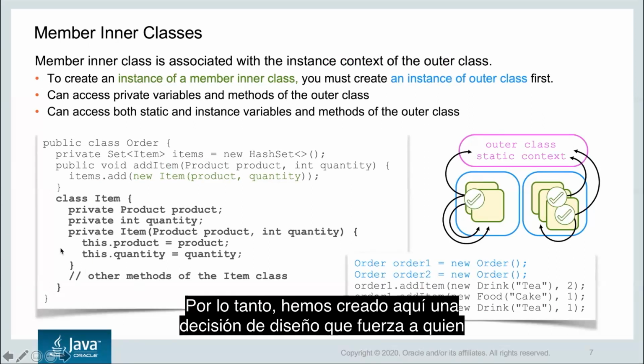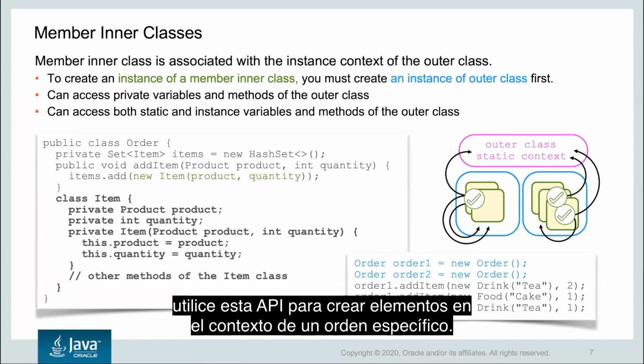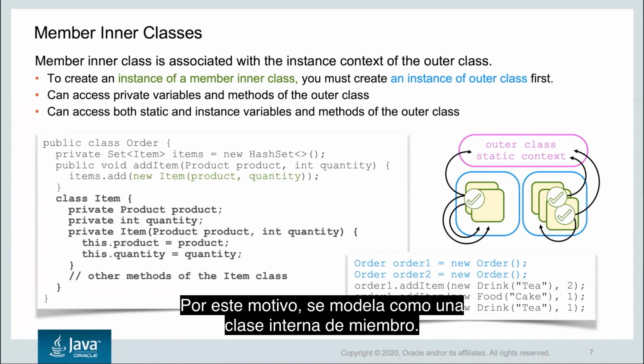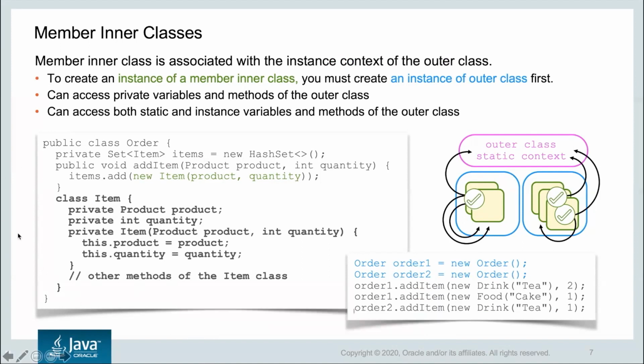Okay, so we created here a design decision that forces whoever uses this API to create items in the context of a specific order. Yeah, this is why this is modeled as a member inner class.